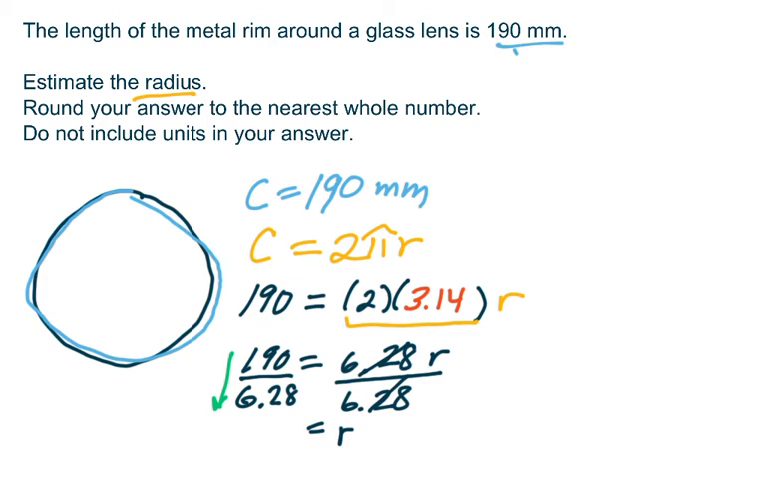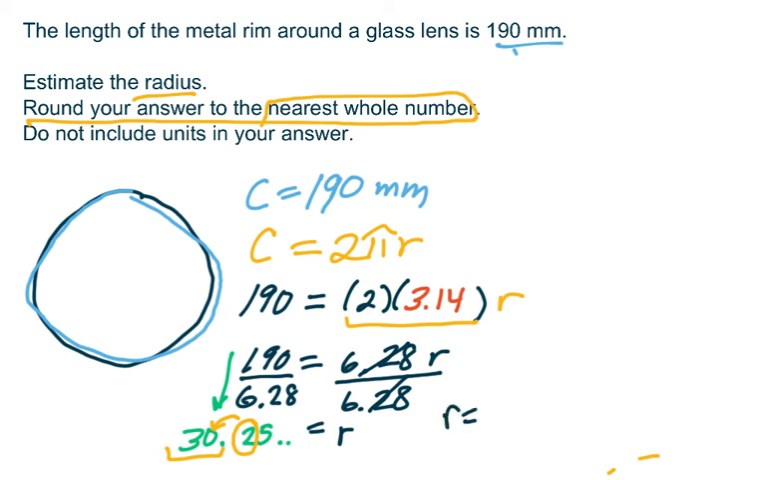190 divided by 6.28 gives me 30.25, and then it goes on from there. The instructions tell me to round my answer to the nearest whole number. So I'll start at the 30 and look to the next digit. The next digit is 2. So with a digit between 0 and 5, you're going to round down to the number itself. So that tells me that the correct answer for the rounded answer will be that the radius is 30.